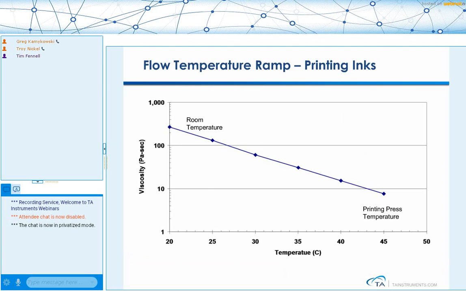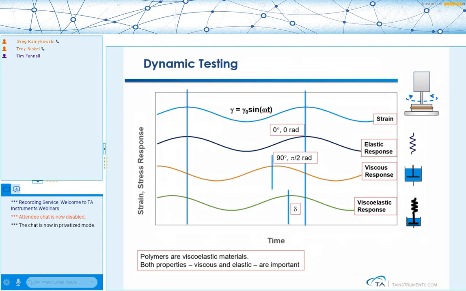On this graph, we show viscosity versus temperature for a printing ink. As you would guess, the viscosity decreases as a function of temperature. And it's important to know how the material will change as a function of temperature. So we've talked about several of the unidirectional tests, especially the flow test.